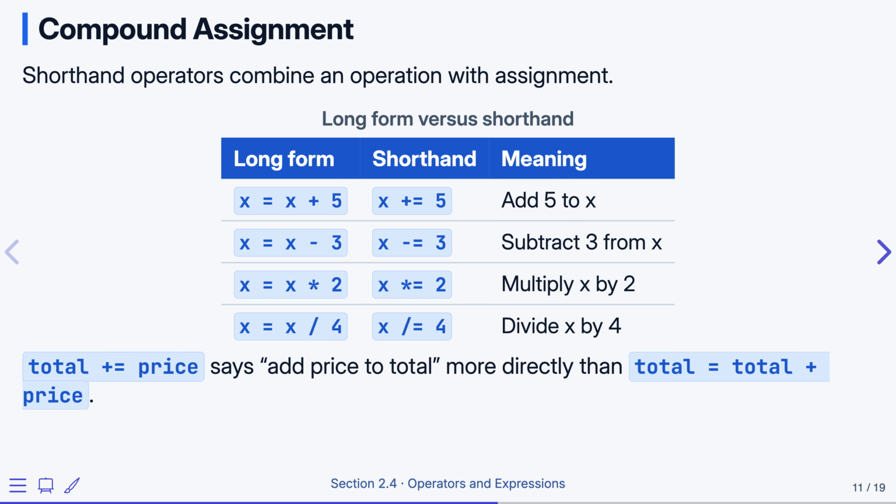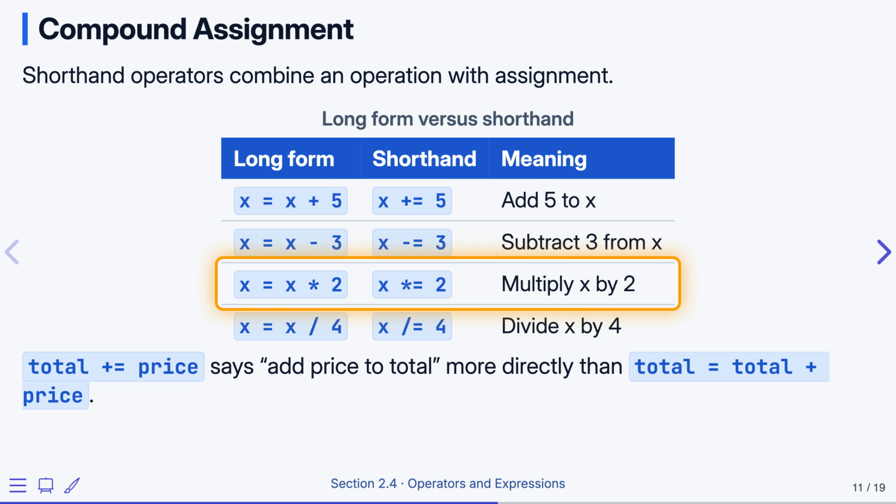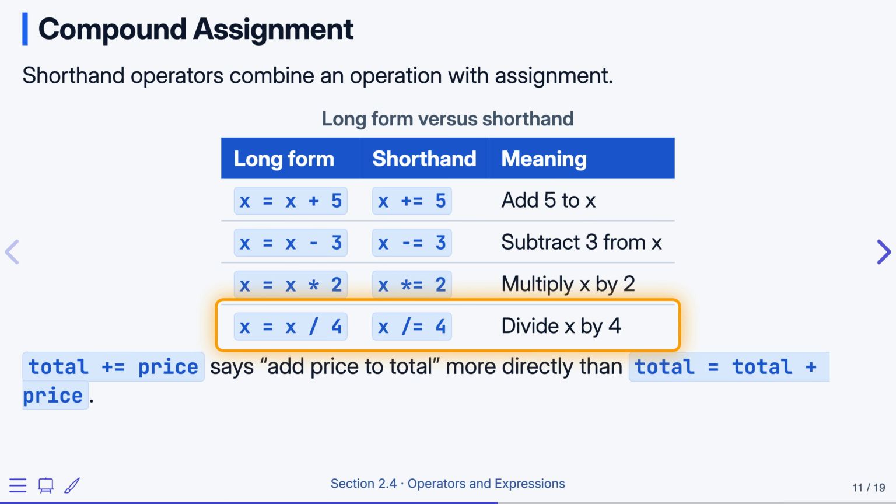C gives you shorthand operators that combine an arithmetic step with assignment. Instead of writing x = x + 5, you write x += 5. It adds 5 to x. x -= 3 subtracts 3 from x. x *= 2 multiplies x by 2. x /= 4 divides x by 4. These do exactly the same thing as the long forms. They are just shorter to type. total += price says add price to total, which is more direct than total = total + price.